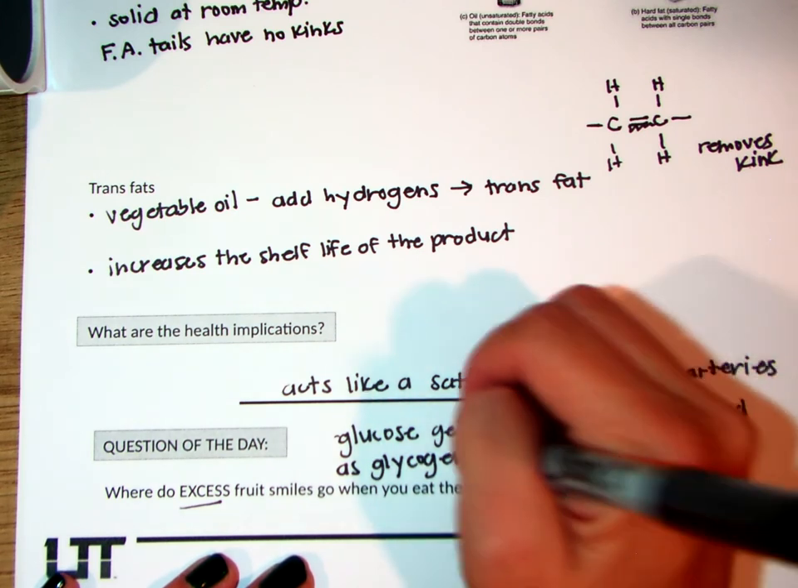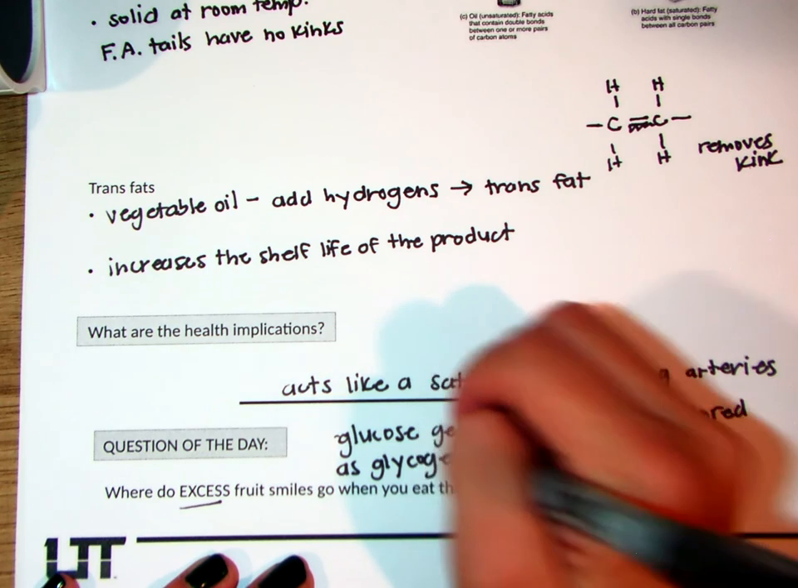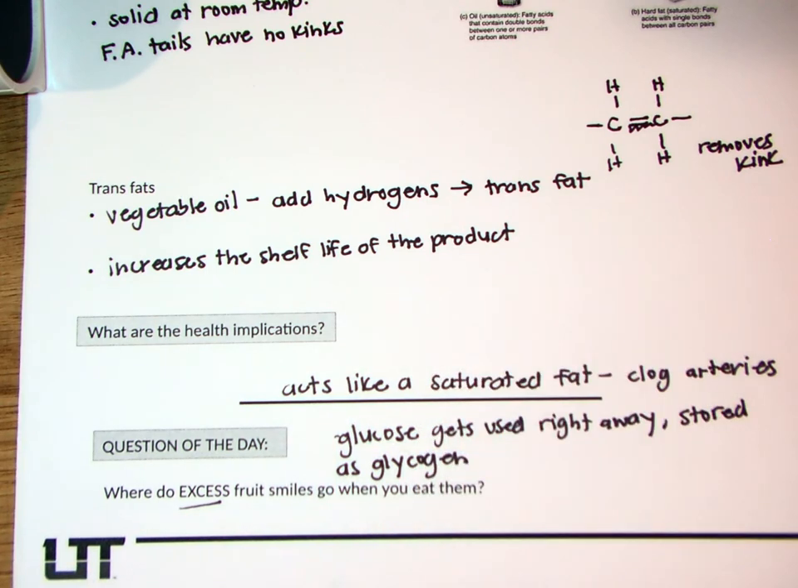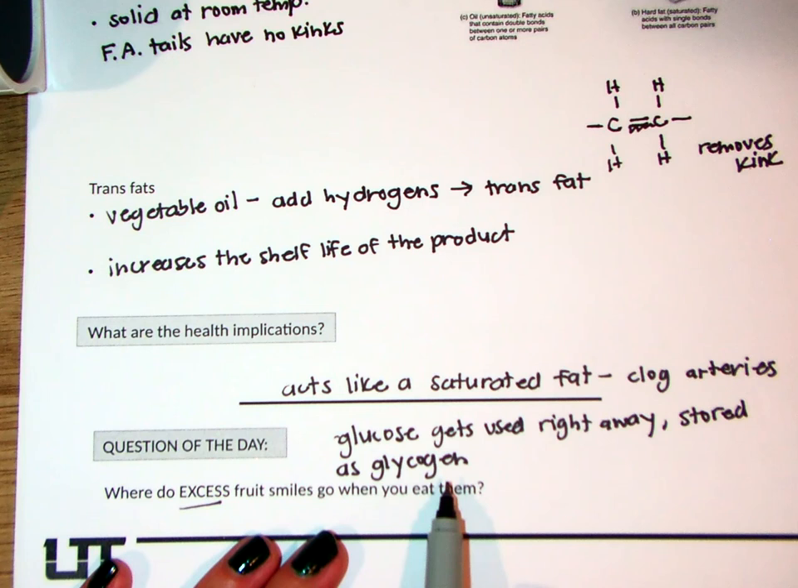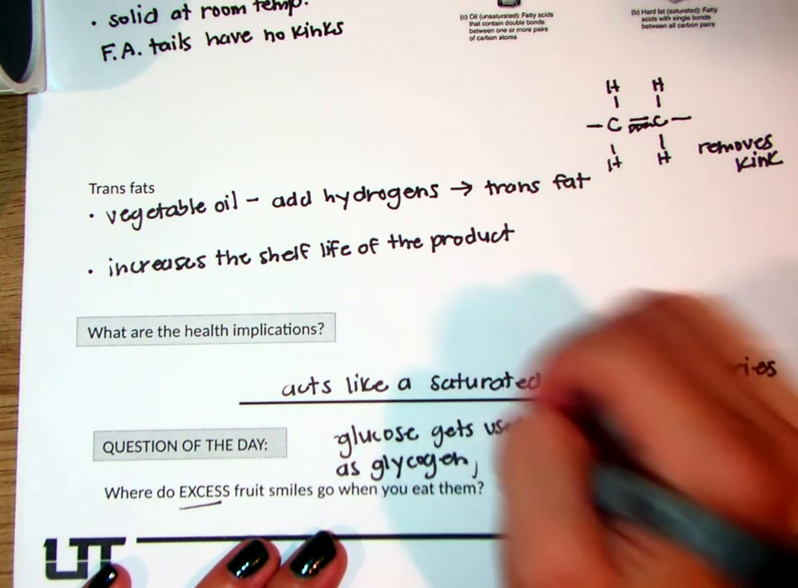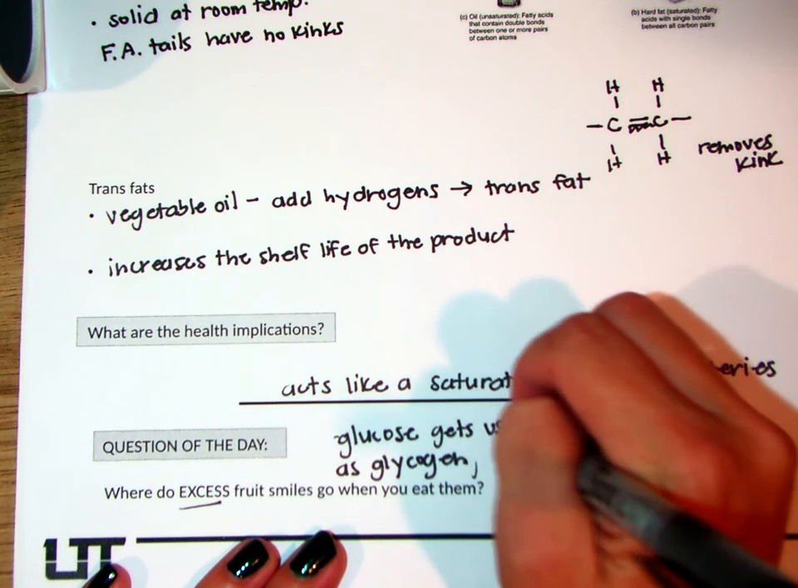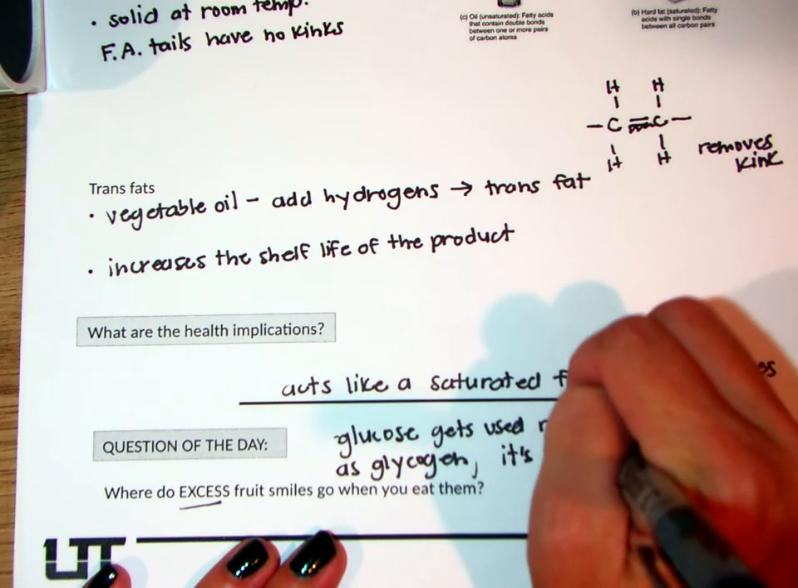And if you get too much of that, your body only has so much place to store all of this. So if you use up all the glucose, the extra gets stored as glycogen in the liver, and you store up on that, then it's turned to fats.